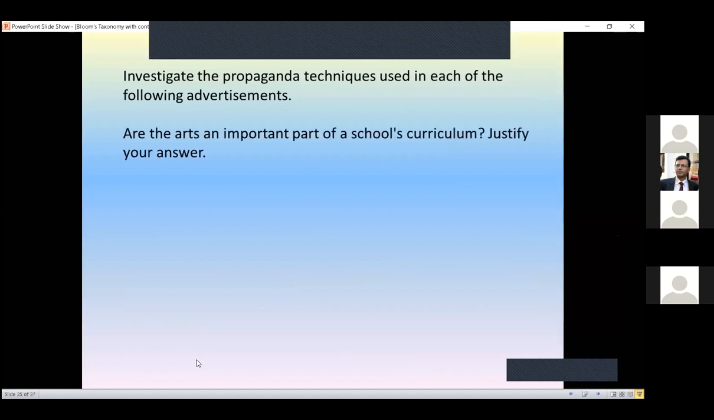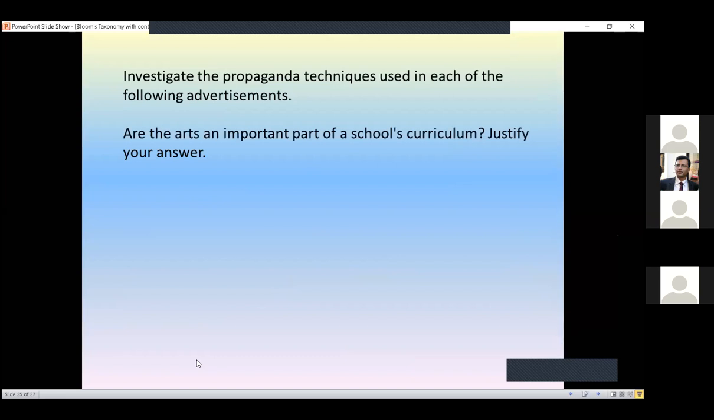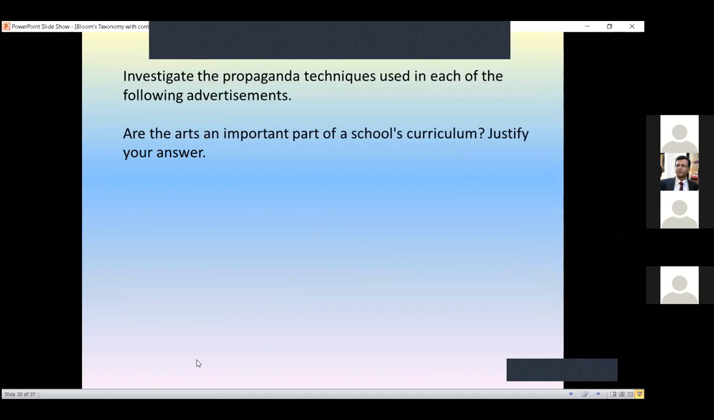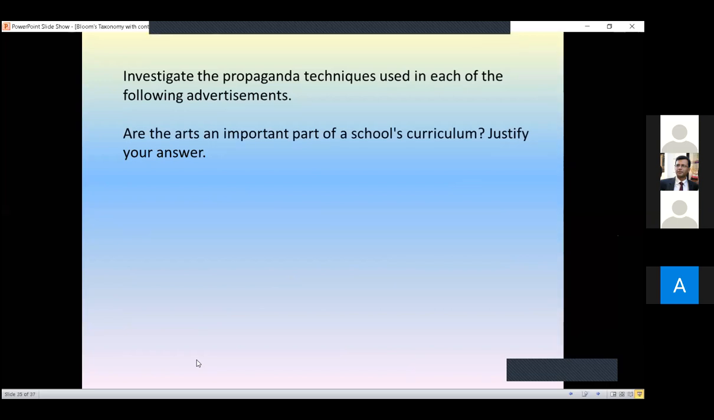Are the arts an important part of the school curriculum? Justify your answer. Analyze, ma'am. Application. See, justify. They are saying justify your answer. Application. Actually, it comes under evaluation.